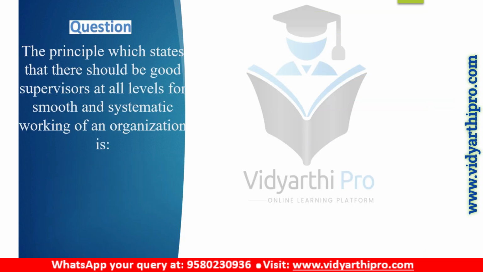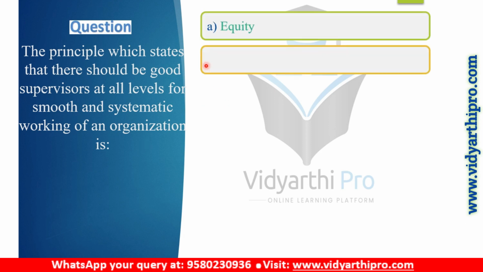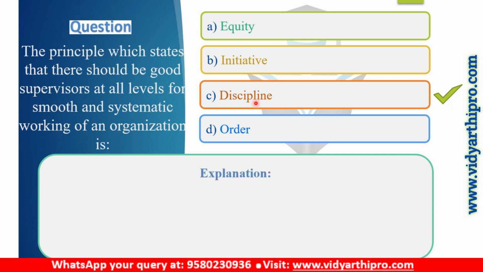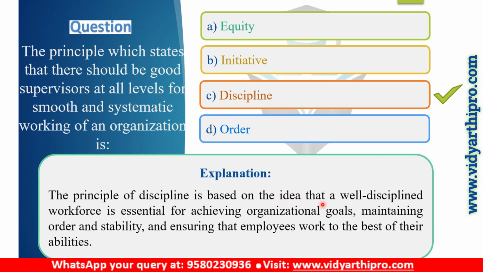Our next question is the principle which states that there should be good supervisors at all levels for smooth and systematic working of an organization is what? Options are option number 1, equity, option number 2, initiative, option number 3, discipline and option number 4, order. And the correct answer is option number C, discipline. The principle of discipline is based on the idea that a well disciplined workforce is essential for achieving organizational goals, maintaining order and stability and ensuring that employees work to the best of their abilities. Therefore, option number C, discipline is the correct answer for this question.